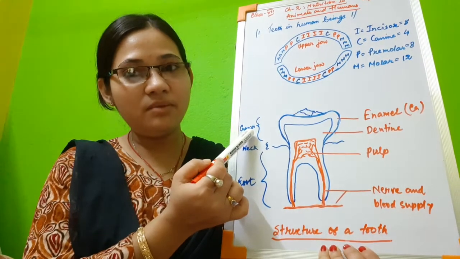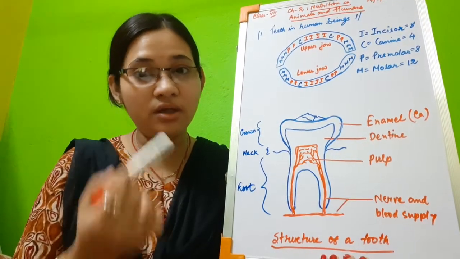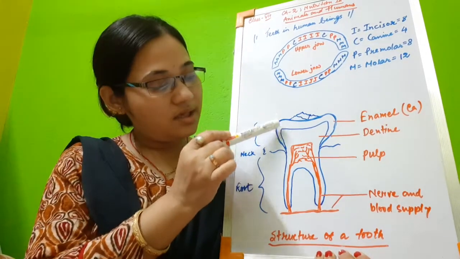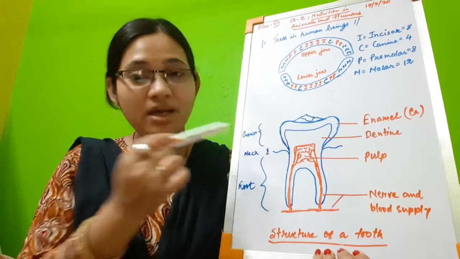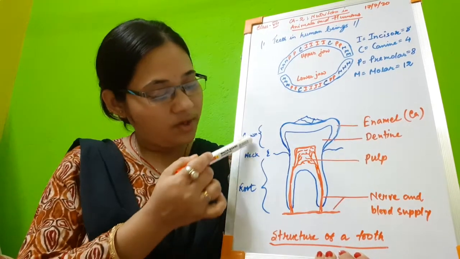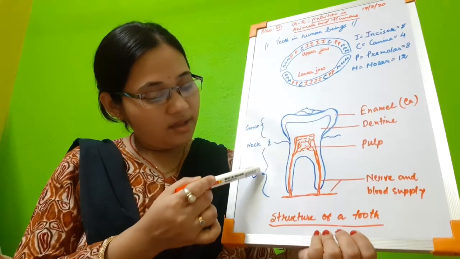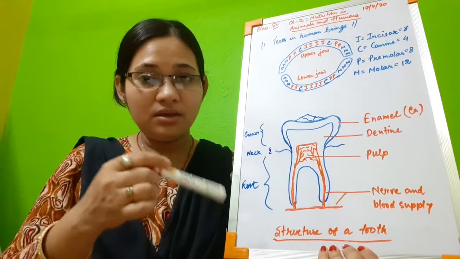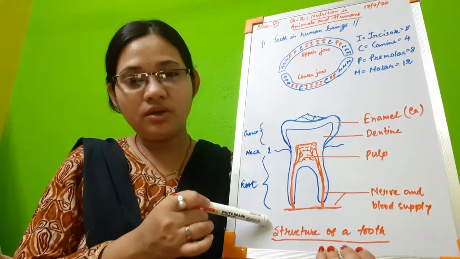The crown is usually made up of enamel and dentine. Enamel and dentine, that means the white portion that you can see, that is the enamel. Just below the enamel is the dentine. This area is called crown. The small neck-like portion that is attached to the gum, that region is called neck. In the middle of crown and root, that portion of the tooth is called neck. And the part of the tooth that is embedded in the gum. Gum is the jaw. Inside the gum, that portion is called the root.